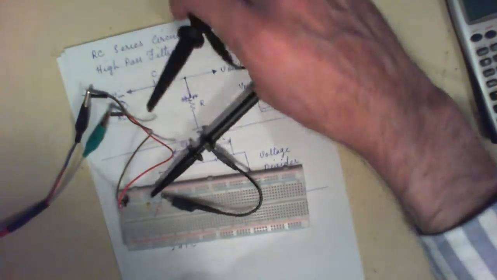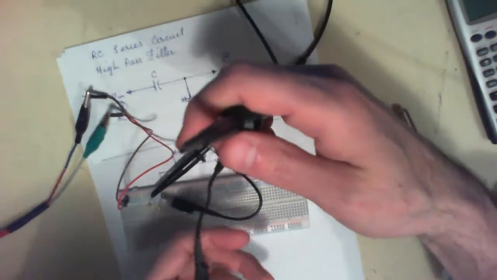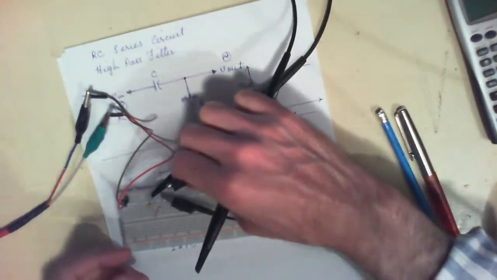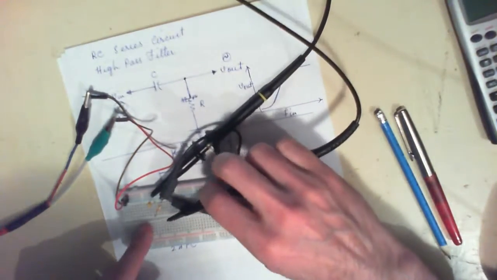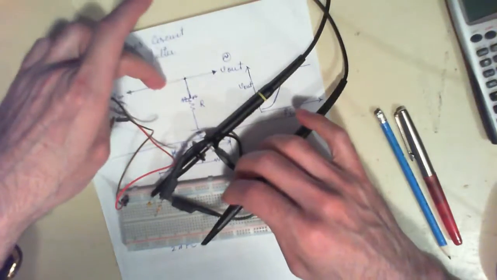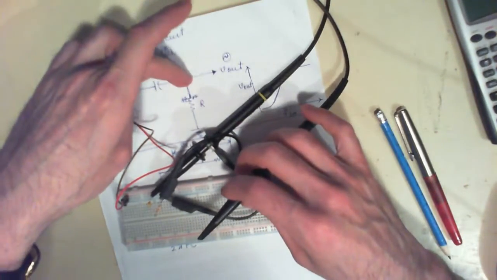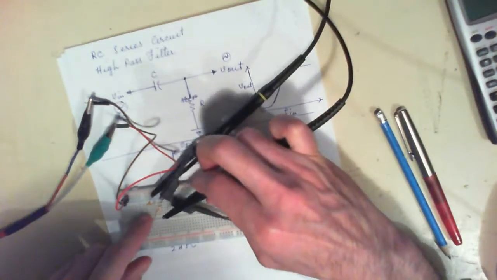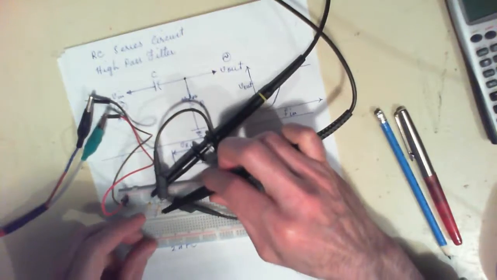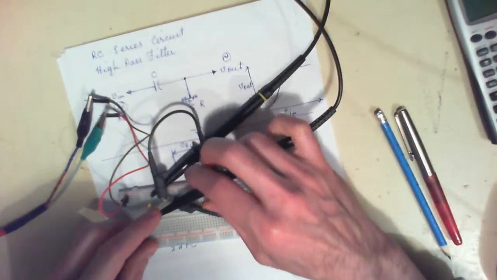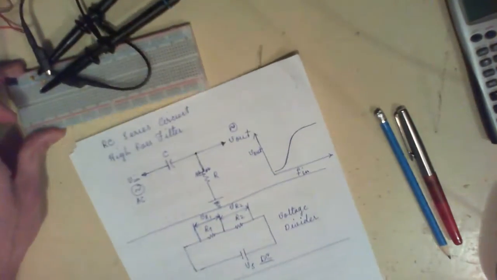Then channel 2 of my oscilloscope I'm going to connect to the output, so the ground goes to ground, and then the output is the point where the capacitor is connected to the resistor, which is any point over here you can take. So I'm going to take, for example, this point over here. Okay. So now if you take a look at this circuit, I'm going to put this away.